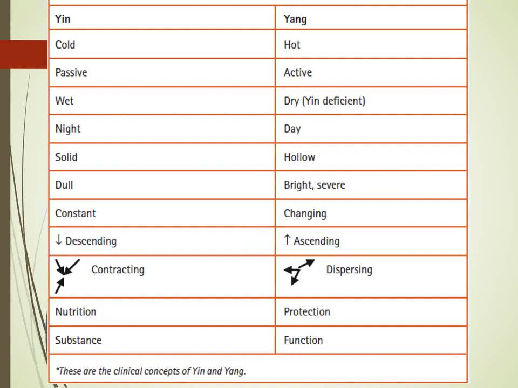Yung yin is nutrition, while the yang is protection. Ang yin is the substance, while the yang naman is the function.